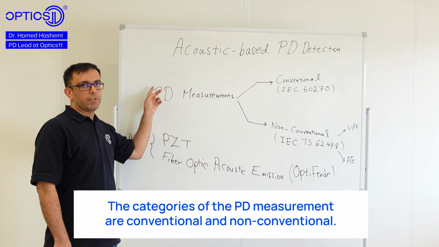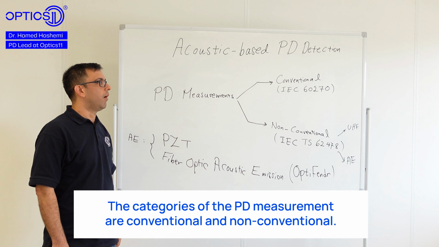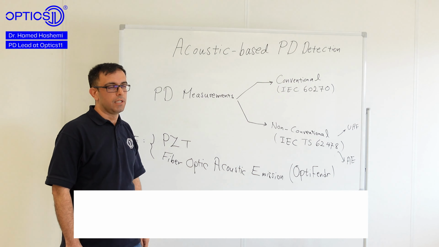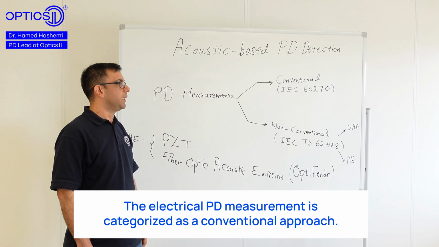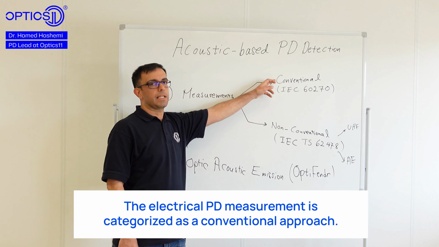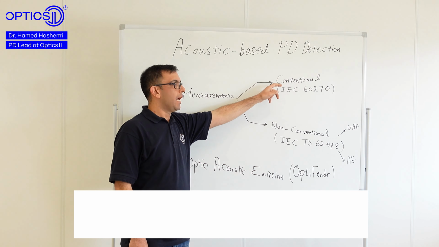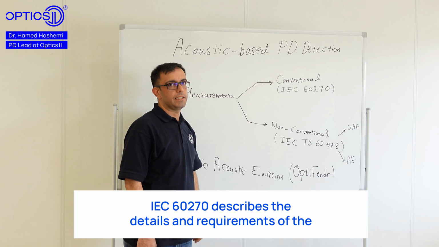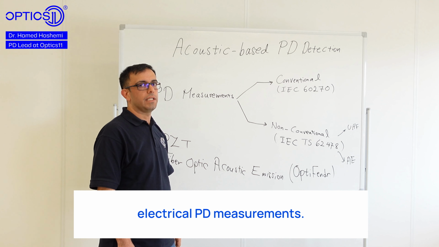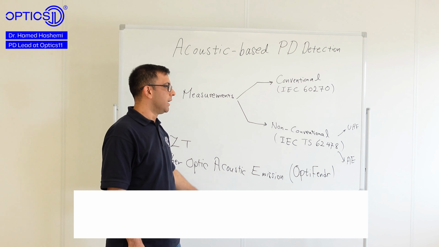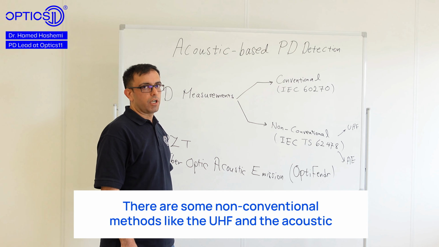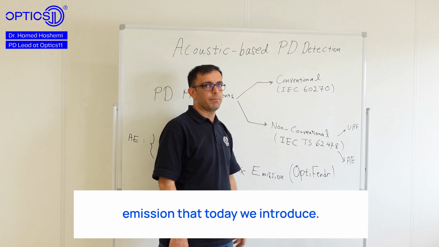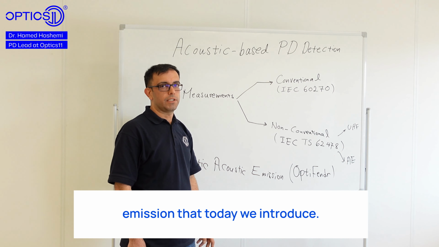The categories of PD measurement are conventional and non-conventional. The electrical PD measurement is categorized as a conventional approach. IEC 60270 describes the details and requirements of the electrical PD measurements. There are some non-conventional methods, like UHF and the acoustic emission, that we introduce today.